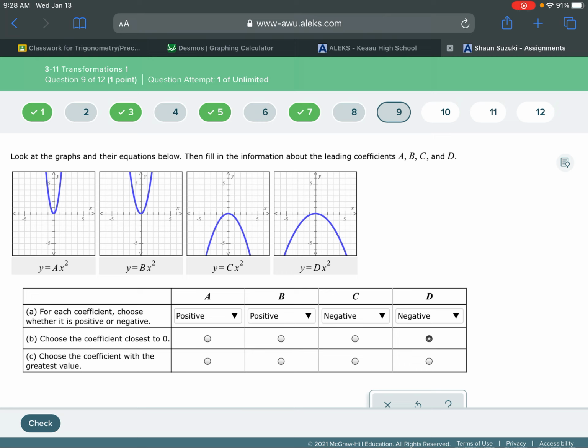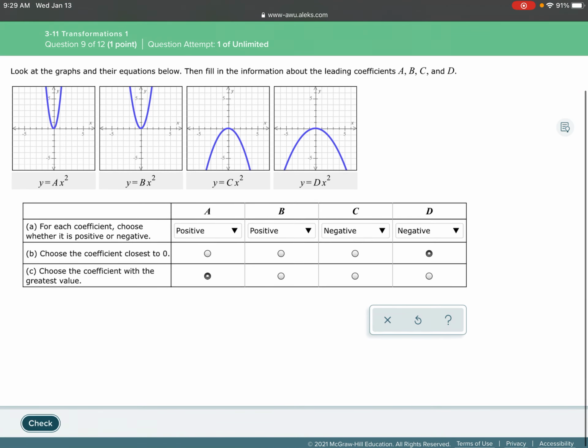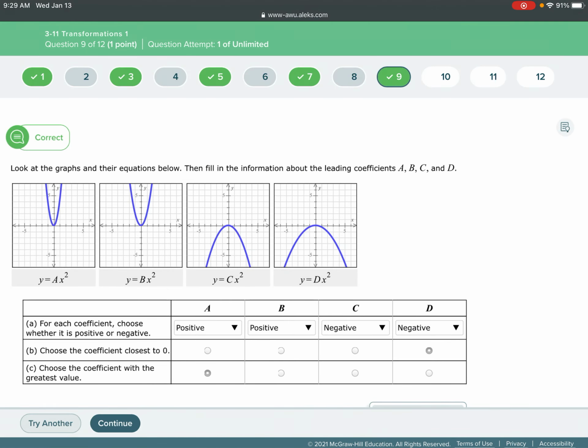And then for part C, it's saying choose the coefficient with the greatest value. So remember, as our number gets greater and greater from 1 on, anytime it gets greater, what happens to the graph is it gets skinnier and skinnier. So we're trying to find the one with the greatest value, so we're trying to find the one with the skinniest graph, which to me looks like A. Okay, so we're going to check our work. Looks good.